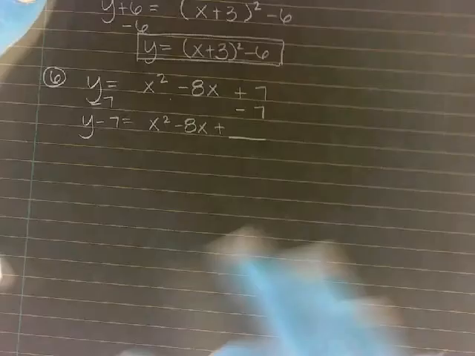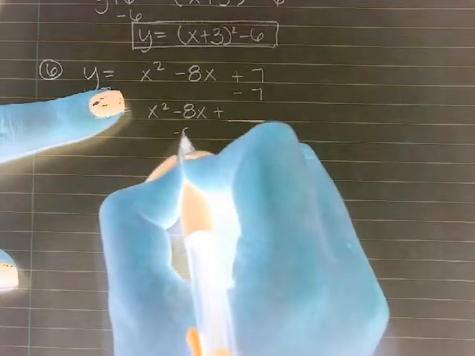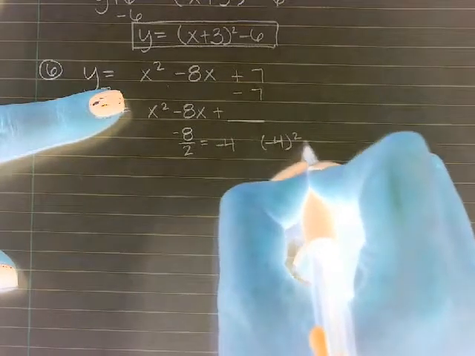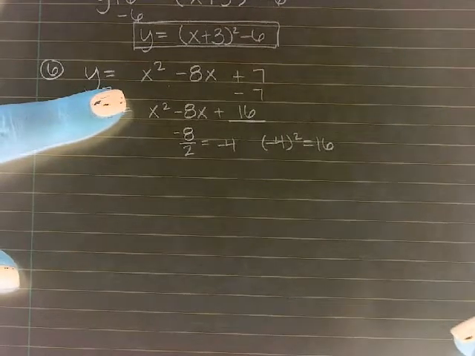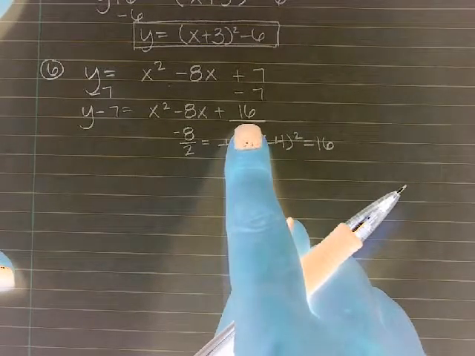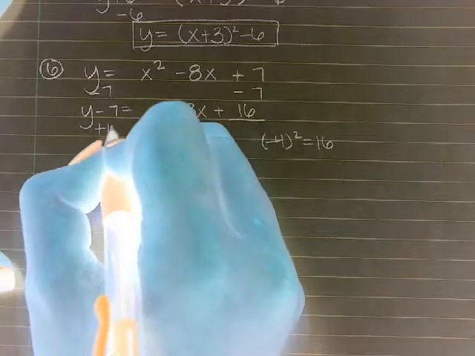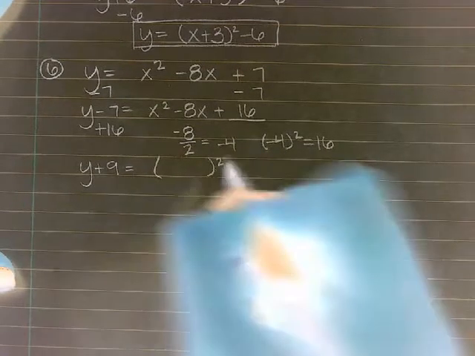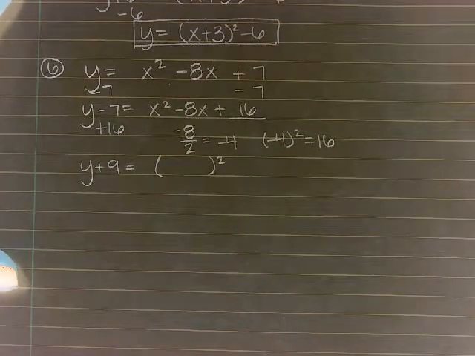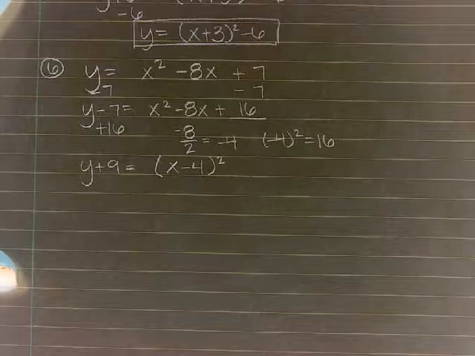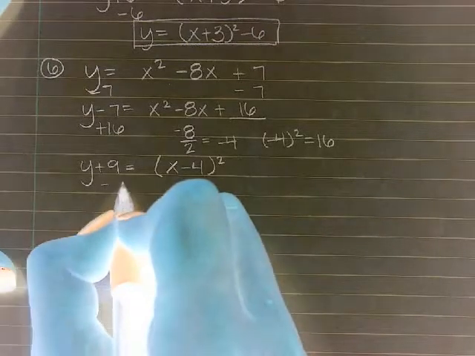Okay, so we have -8 divided by 2 is -4, and then we have -4 squared is 16, and 16 is the number that completes the square. Now this is an equation, so if we added 16 to the right side, we have to add it to the left side. So we have y plus 9 equals a completed square. X minus 4 squared was the completed square. Yep. You subtract it over.